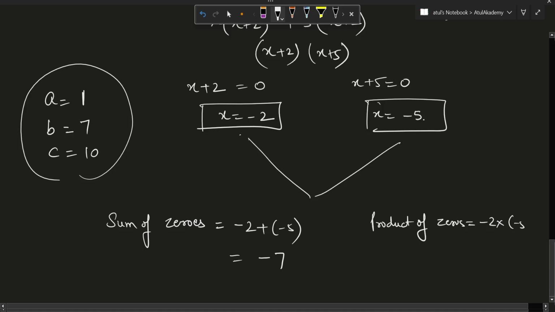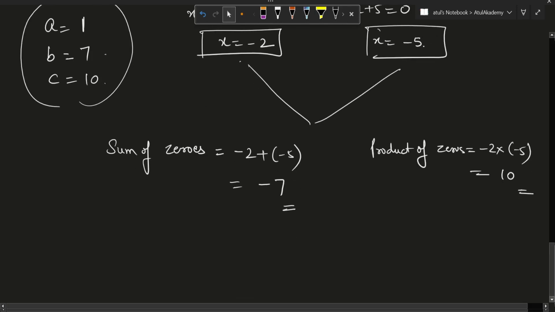Minus 2 into minus 5 is coming out to be 10. If you see, is there any relationship over here? 7 and 10. Yeah, there is some relationship. So I will say the sum of the zeros is given by minus b by a in terms of coefficients, and the product of the zeros is given by c by a. So let the zeros be alpha and beta.